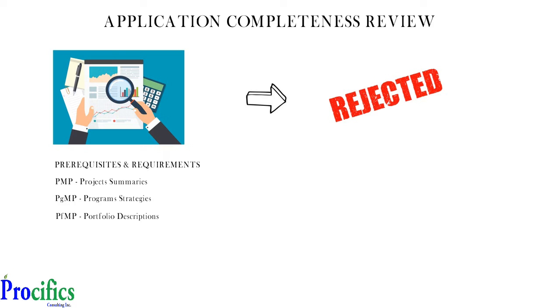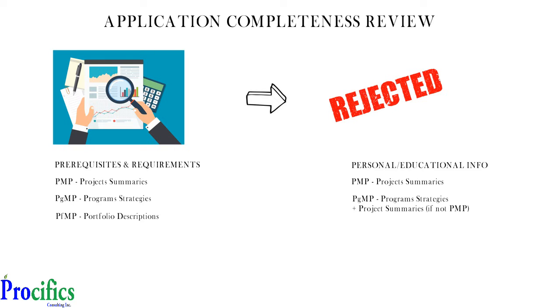A lot of rejections occur at this step as most applicants take the process for granted until they are hit by the fierce reality. The rejection at this stage can occur for multiple reasons. We will cite a few of those. Personal or educational information for all credentials. Program strategies for PgMP, in addition to project descriptions in case you are not a PMP holder. This section is waived if you are. Business experiences or portfolio experiences for PfMP. PMI usually replies within 10 business days at this stage.